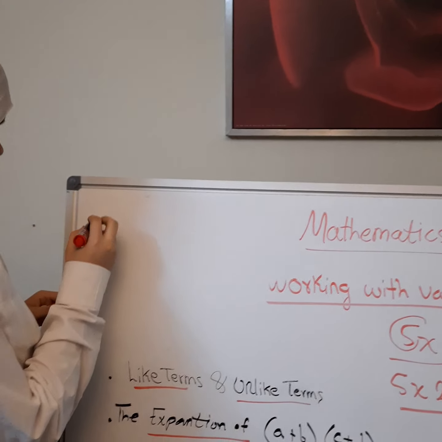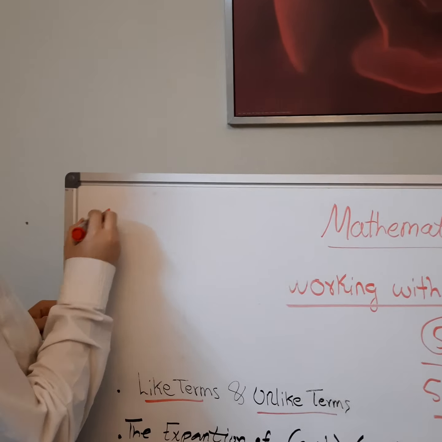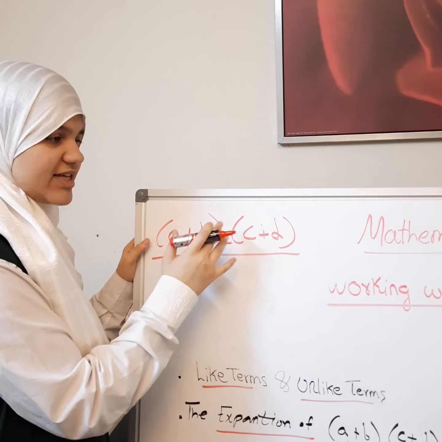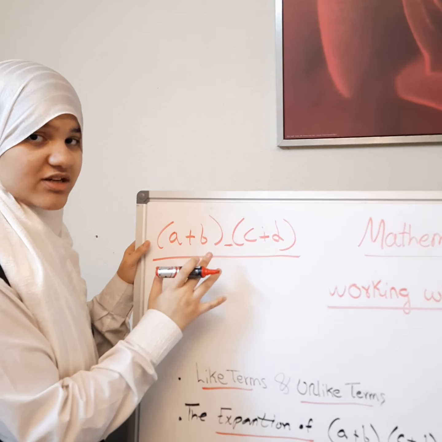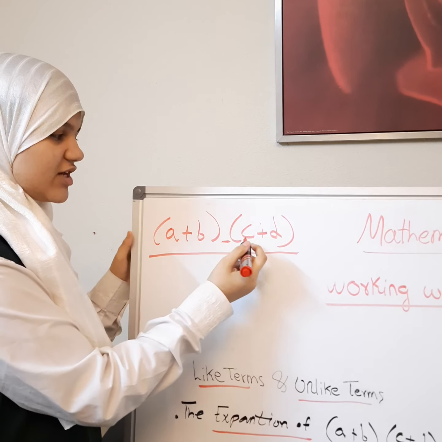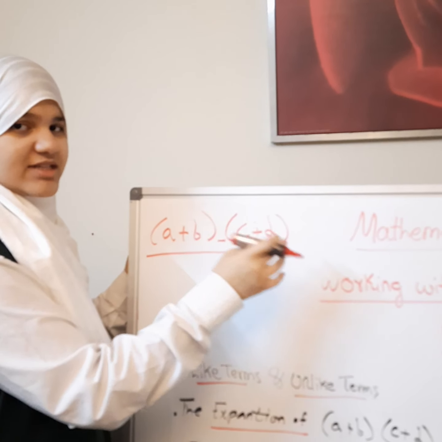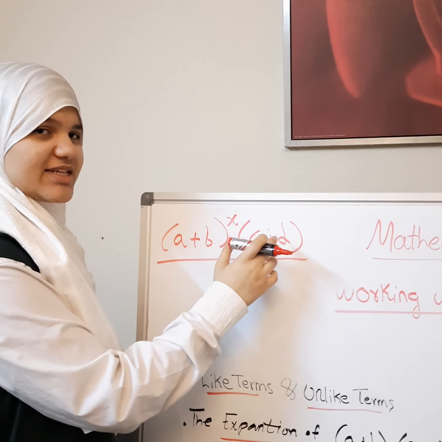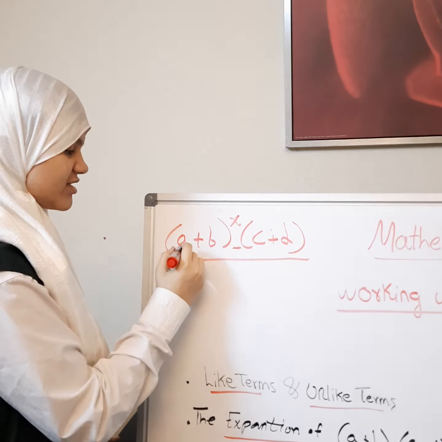Like A plus B, C plus D. Now, do you think how to solve it? First thing, A plus B is in a bracket. Then there is another bracket, with no plus, minus, division or multiplication between them, there is nothing here. But here we have C plus D in another bracket. That means it will be times. That means A plus B times C plus D. How to solve it?